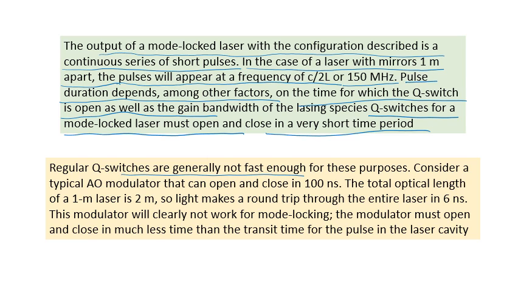So here now, a typical modulator takes 100 nanoseconds to turn on and off, the switching time. But the total optical length of a 1 meter laser is 2 meters. It's a round trip, 1 meter length, so light travels from one mirror to the other mirror and back to the first one, that is 2 meters.